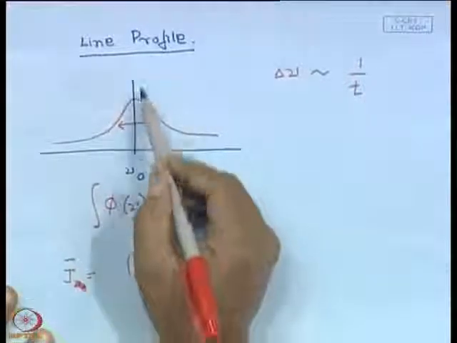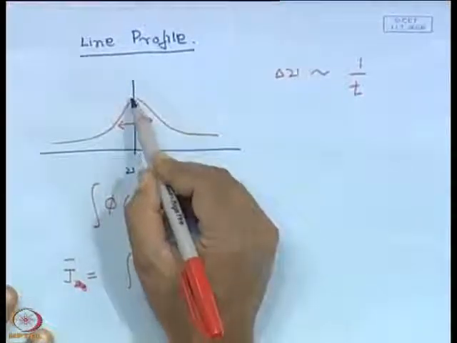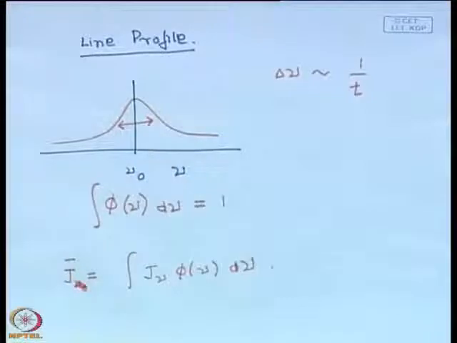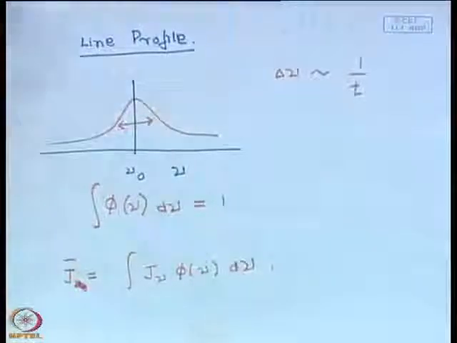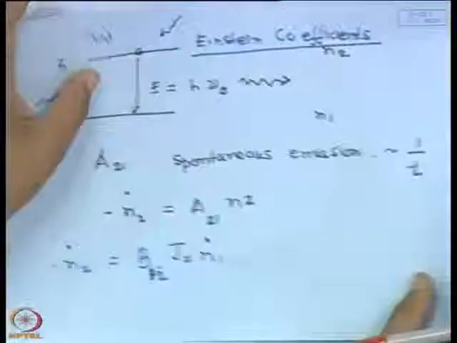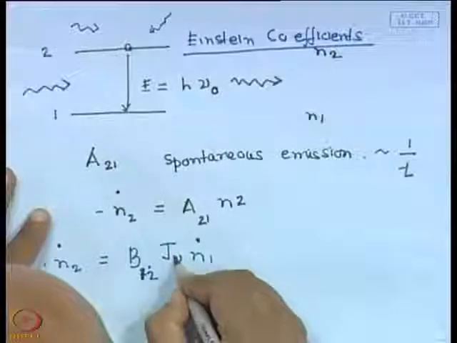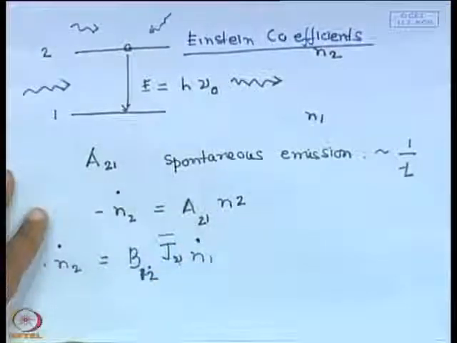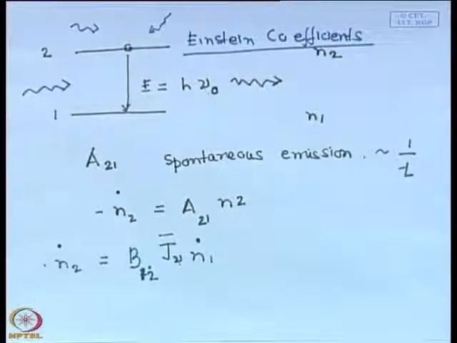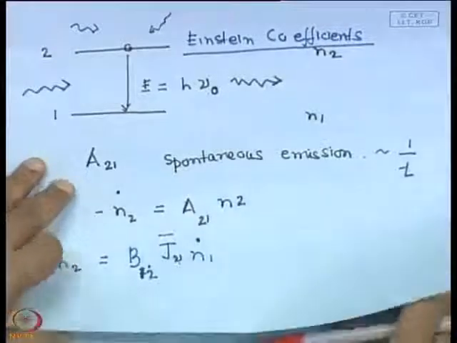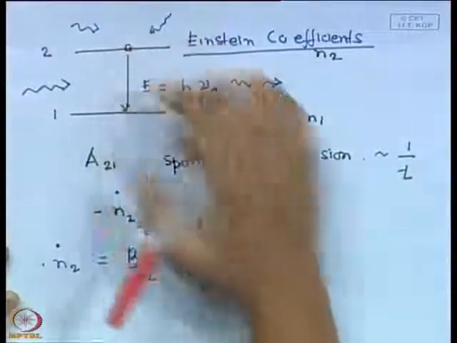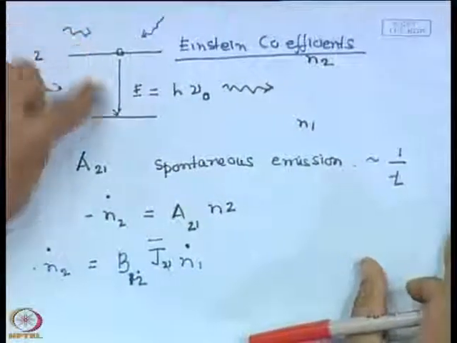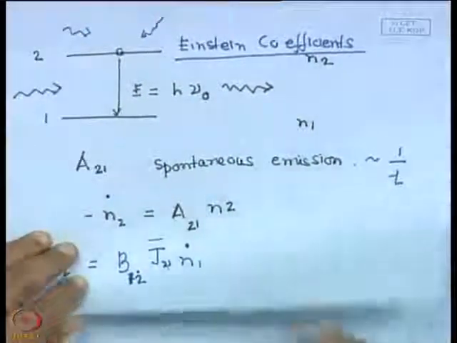So, the maximum contribution comes at exactly nu naught, but the radiation at other frequencies also can contribute to the excitation of the system, and that whole average has gone into this J bar. So, we should actually replace J bar over here, and that is the rate at which the system gets excited, there are transitions to the excited state.